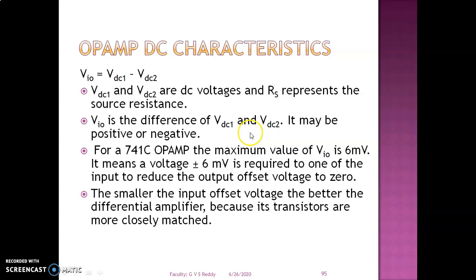VIO is the difference of VDC1 and VDC2. It may be positive or negative. For example, in the 741 IC, the maximum value of VIO is 6 millivolts. It means a voltage of plus or minus 6 millivolts is required at one of the inputs to reduce the output offset voltage to 0. The smaller the input offset voltage, the better the differential amplifier, because its transistors are more closely matched.